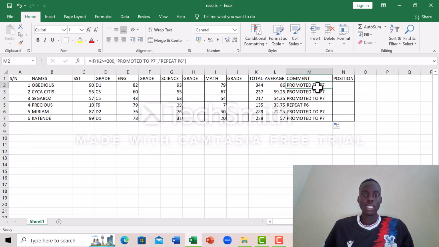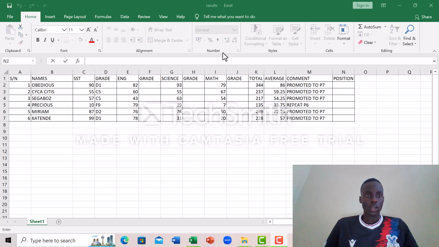Remember, this K2 is the cell where you shall find the total which you have to start with. If it's greater than or equal to 200, as long as it's above or equal to 200, that person has to be promoted to P7. Below 200, that person has to repeat P6. I hope we're all together.